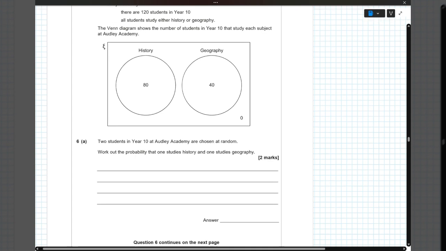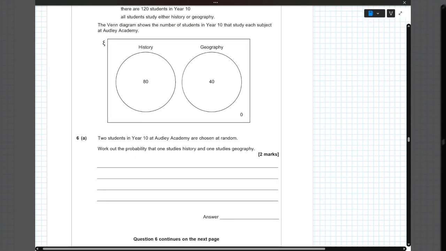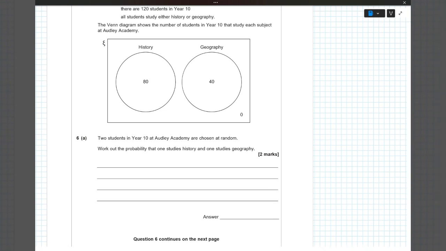Two students in Year 10 at Audley Academy are chosen at random. Work out the probability that one studies history and one studies geography. So it could be history and then geography, or it could be geography and then history. Now we just have to work out the probability of one of those happening, and then we can double it.